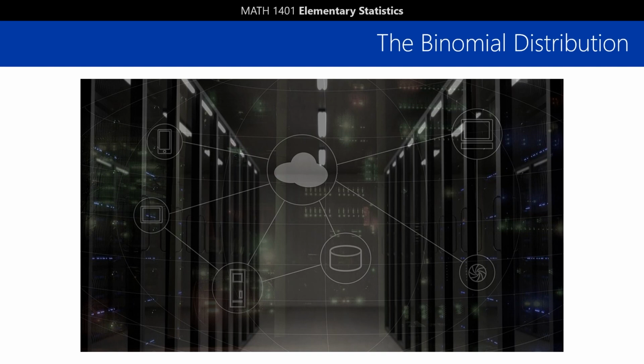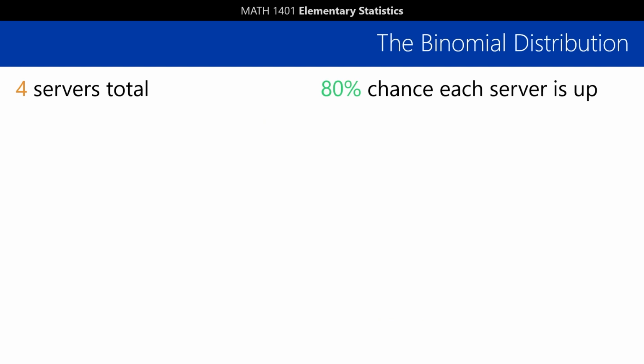That's why companies make use of redundancy. The exact same data is stored on multiple servers. So if one goes down, you can still access your data on one of the others. We can model this situation with a random variable.